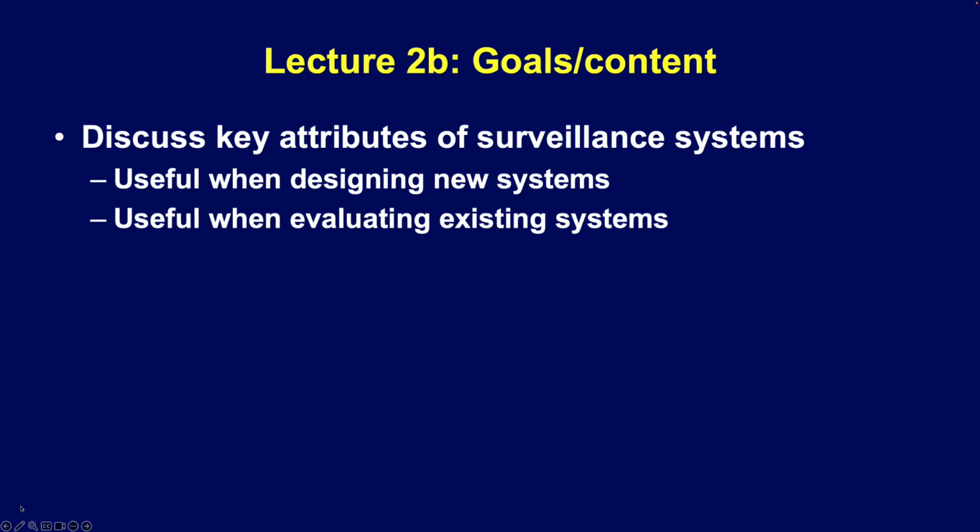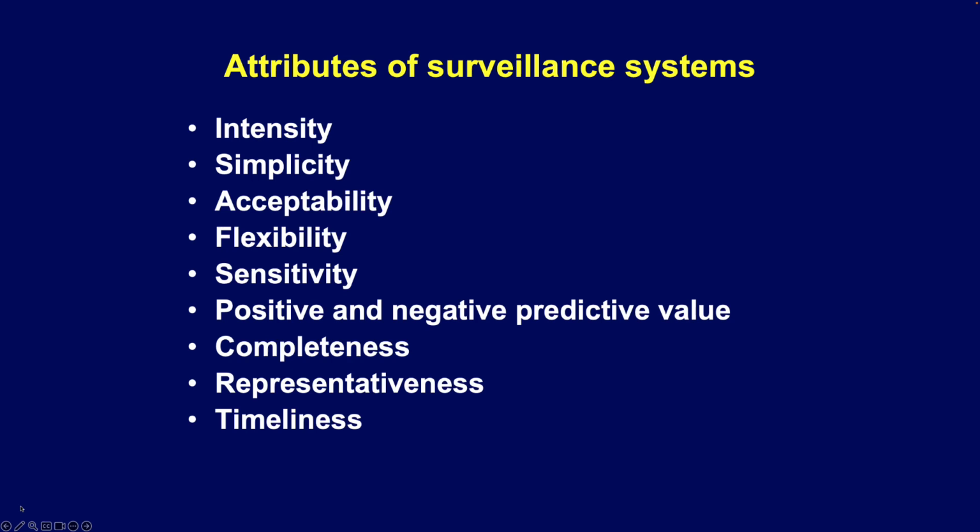For example, it can be useful to assess the extent to which a surveillance system is serving its purpose, or whether a surveillance system is useful from a public health standpoint. This is a list of surveillance system attributes that we'll refer to often throughout the course. We'll go through each of them one by one to give you a sense of what they mean and what they reflect as it relates to surveillance systems.